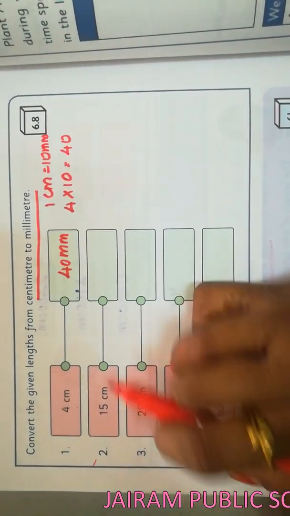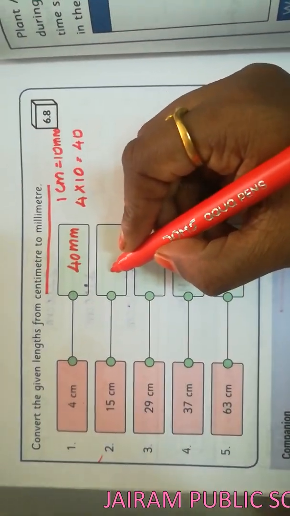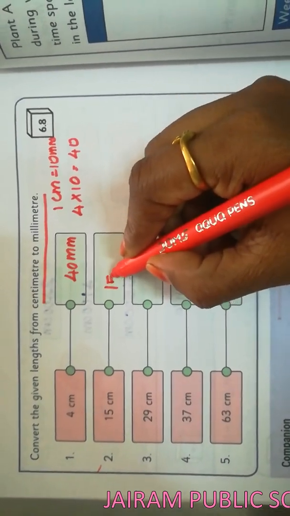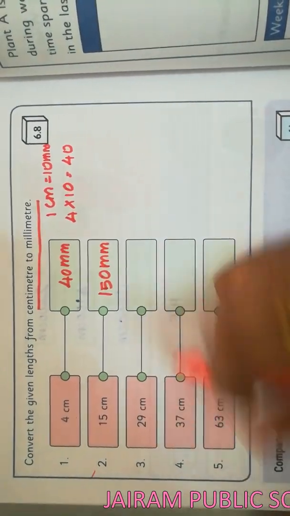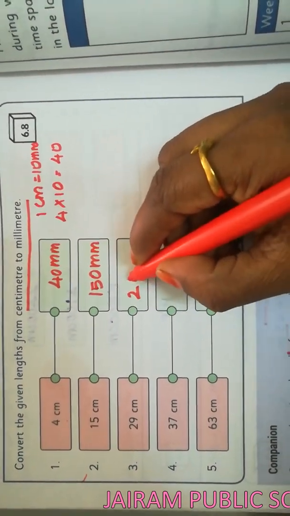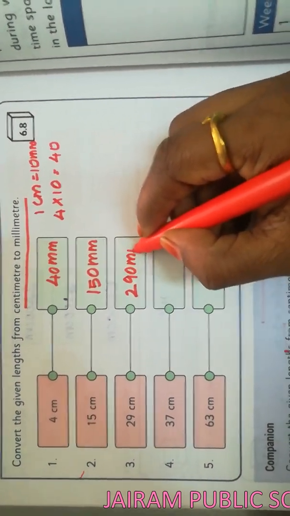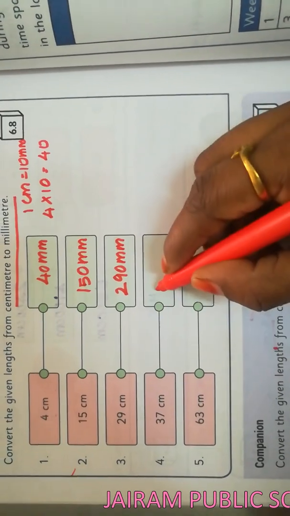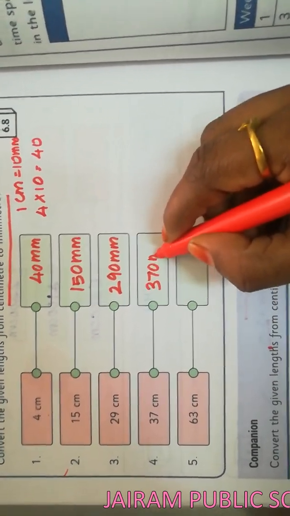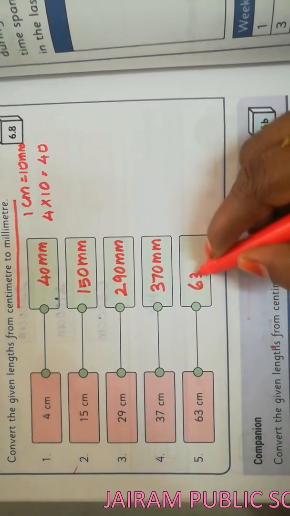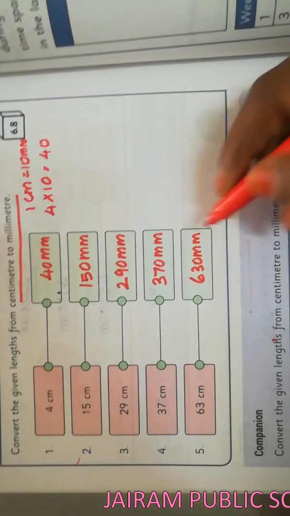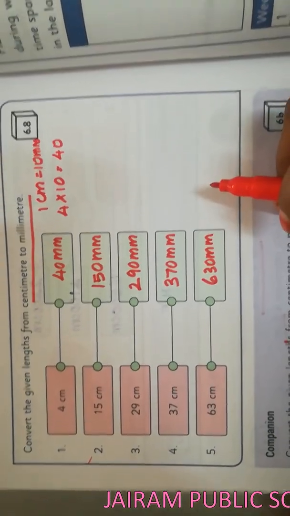Next one, 15 centimeter. We have to multiply 15 by 10. We will get 150 millimeter. Then 29 centimeter, 290 millimeter. 37 centimeter, 370 millimeter. Then 63 centimeter, 630 millimeter. Like that we have to convert centimeter to millimeter, children.